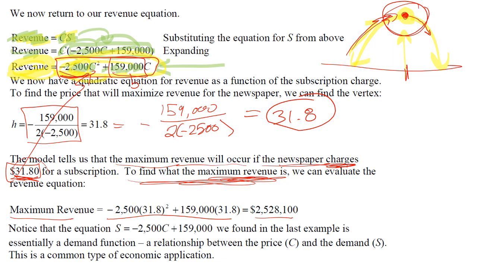Now, notice they wanted to raise the price to $32, okay? Well, that's past this point, which means the revenue is going to start coming down, and therefore the 32 is too high. $31.80 should be the sweet spot where you raised the price enough and didn't lose enough subscribers, so that you would be able to maximize your revenue.